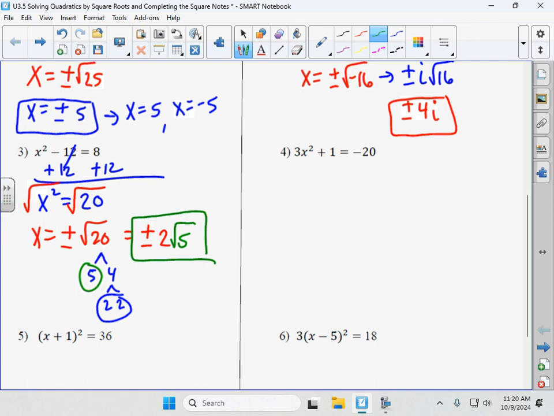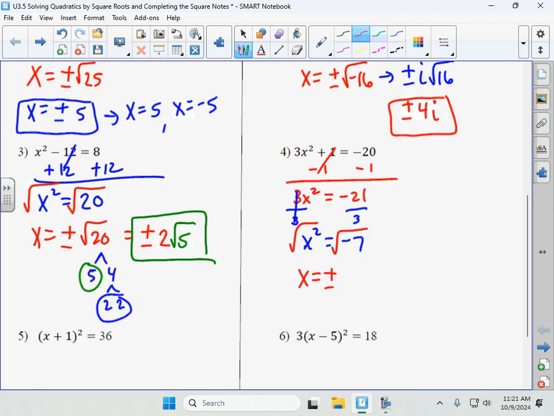Number 4, again, we've got to isolate the x squared term. Here we're going to subtract 1 first. So we get 3x squared equals negative 21. Then we'll divide by 3. We have x squared equals negative 7. Now we can square root both sides. So x equals plus or minus, pull the negative out, and then root 7. Root 7 doesn't simplify, so that's as far as you can go. Plus or minus i root 7.